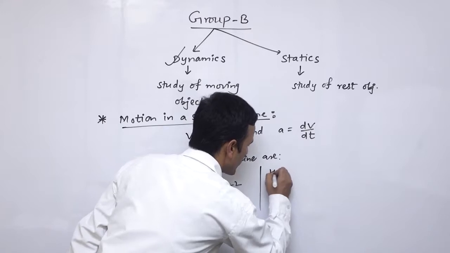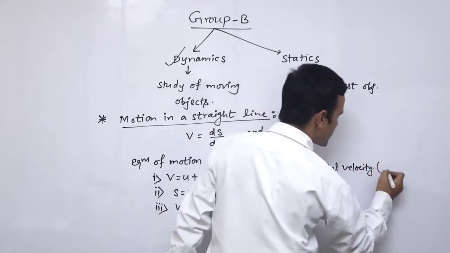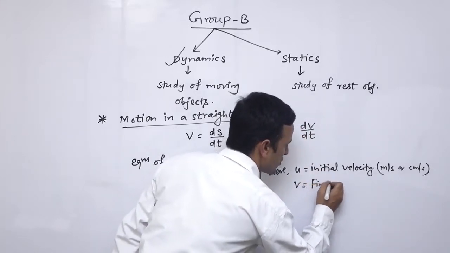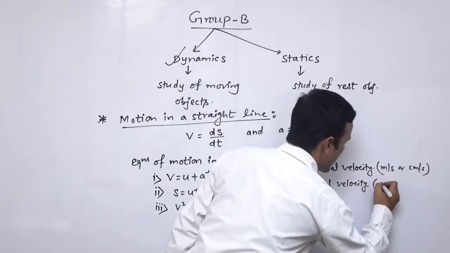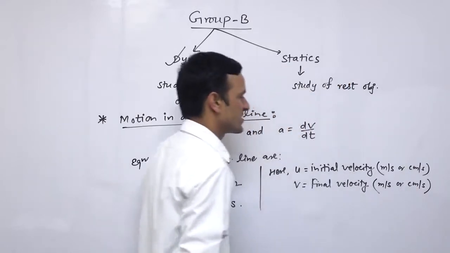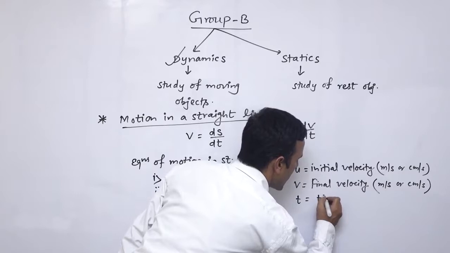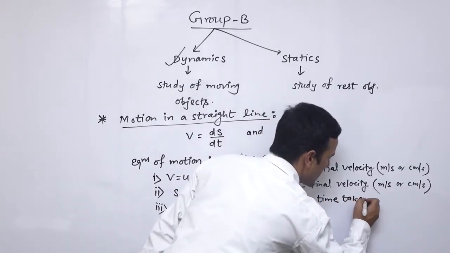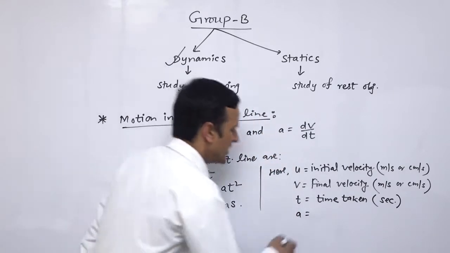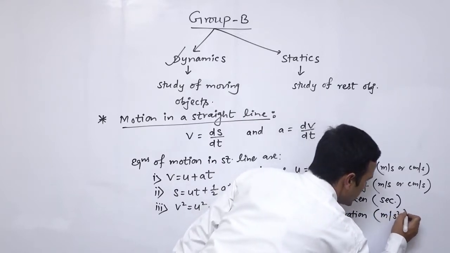So here we can write down, u means initial velocity, which can be expressed in meter per second or centimeter per second, and v means final velocity, and it also can be expressed in meter per second or centimeter per second. So it is the SI system and it is the CGS system. Better to express in the SI system, meter per second. And here is time, and time means time taken by the particle. It should be expressed in second. Its SI unit is second. And a represents acceleration produced by the body. Its SI unit is meter per second square.